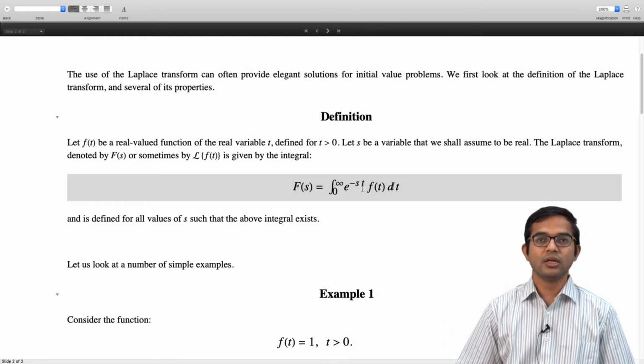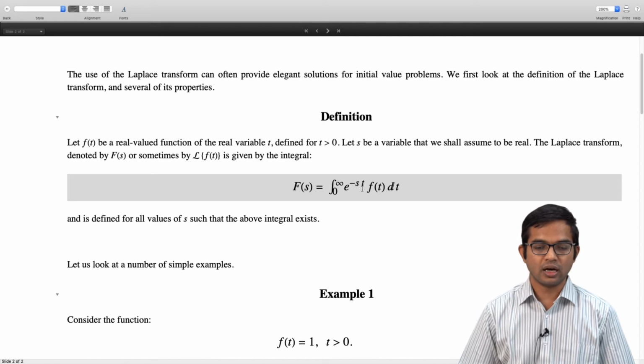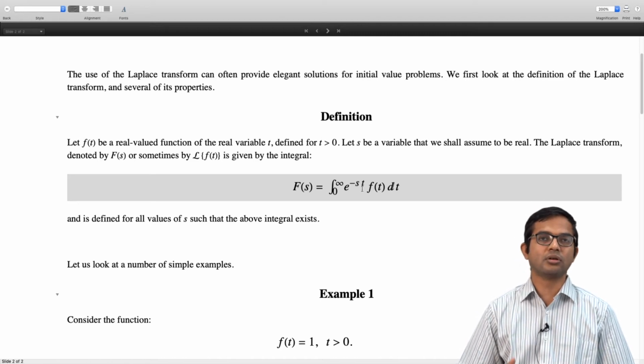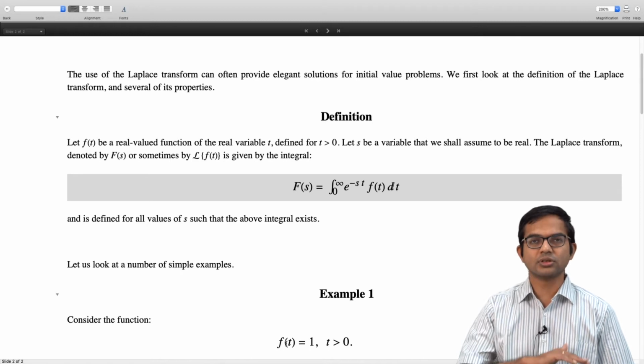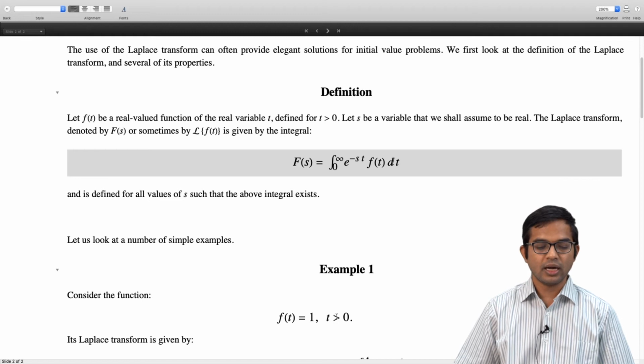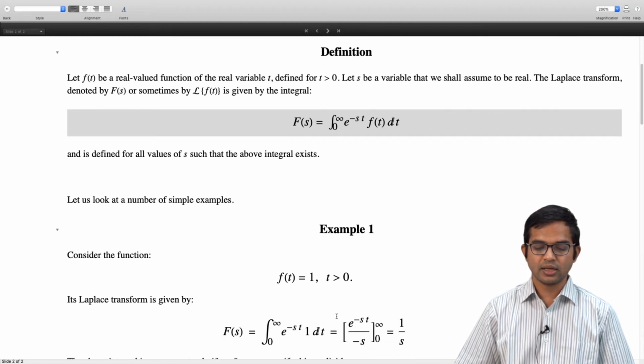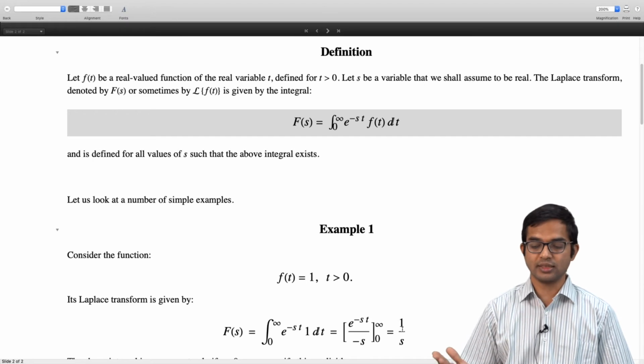For example, you have some external force that you're providing to your harmonic oscillator, and you can think of a force which is just constant in time, f of t equal to 1 for all t greater than 0. Its Laplace transform is given by this integral, which is very easy to do: 0 to infinity e to the minus st times 1 times dt, which will just turn out to be 1 over s, right?